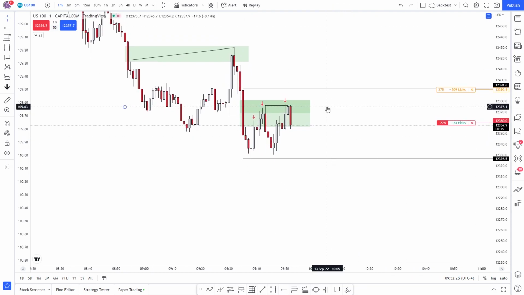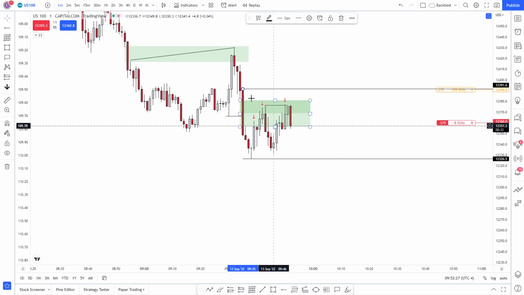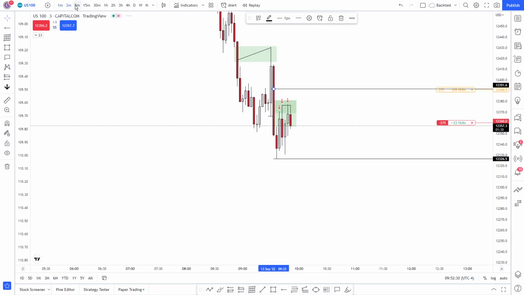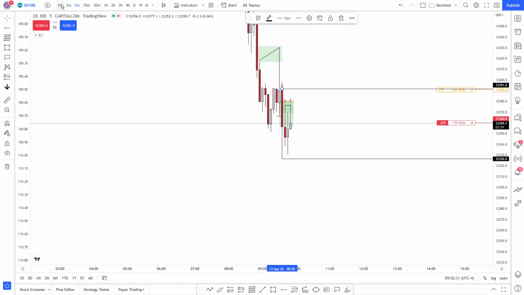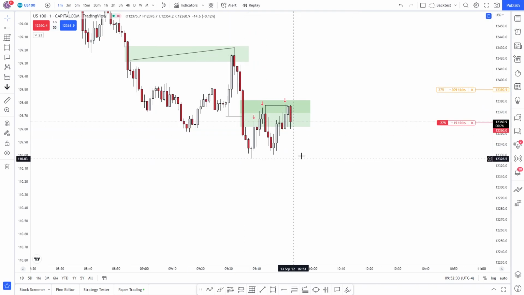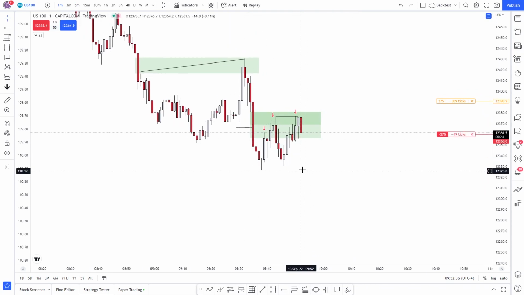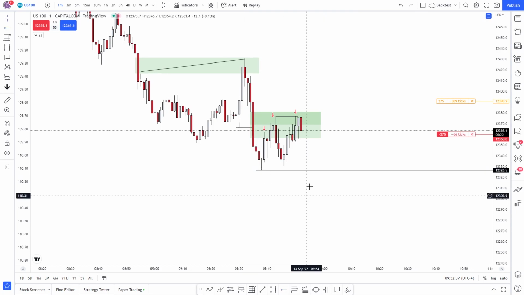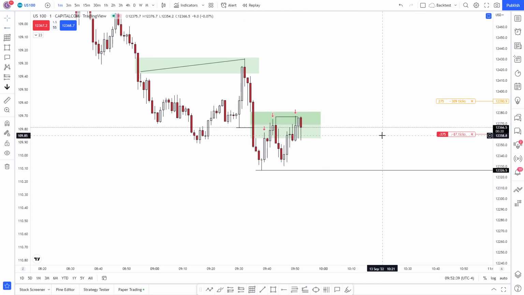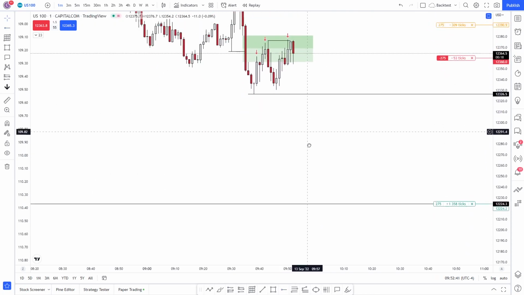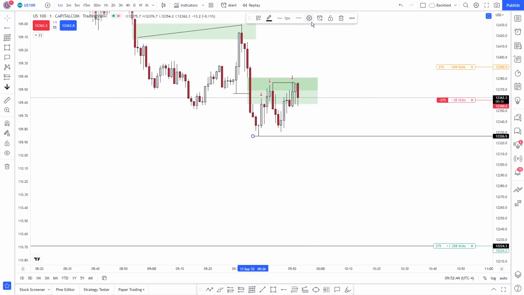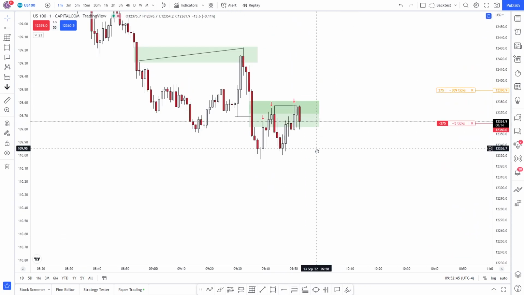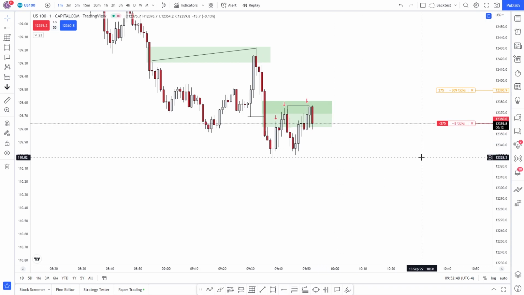Okay, let me just remove that. We're currently still in the range of that 5-minute candle. Still looking for price to come take out this low. Once we displace below this low, this trade should be golden. But yeah, let's just wait and see what price does.